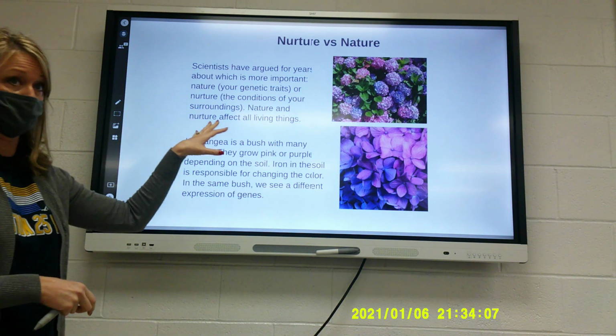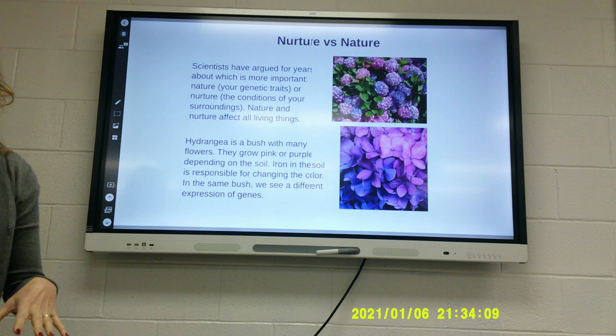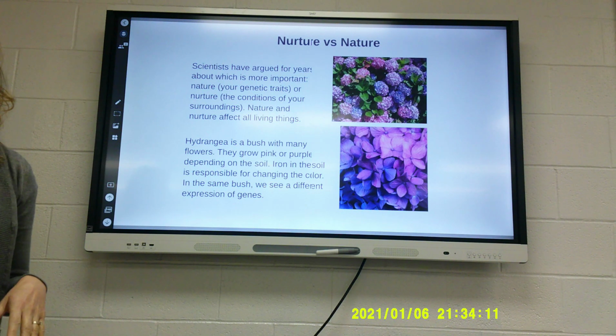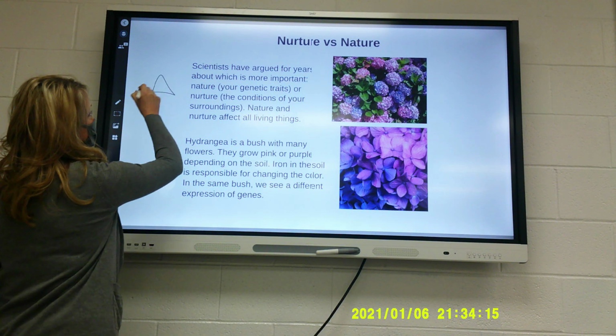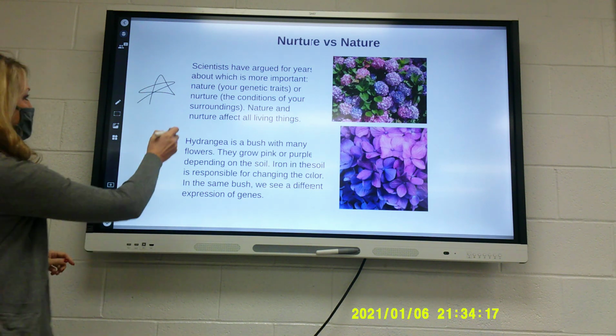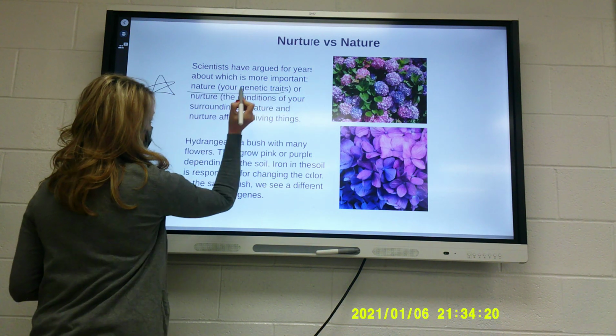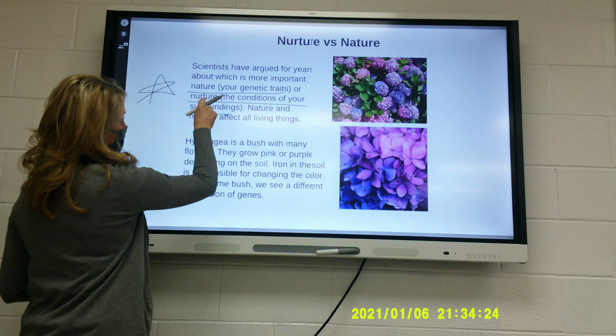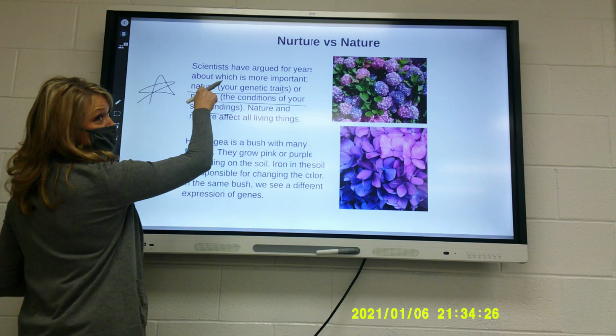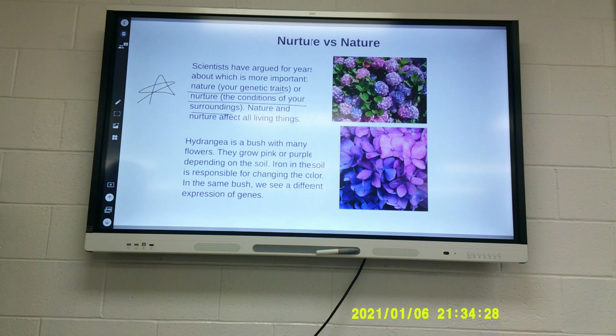That's kind of what we're going to talk about. This is on plants, but we can also apply that to animals as well. Scientists have argued for years about which is more important. Nature, which is your genetic traits, or nurture, the conditions of your surroundings. So this is like environment. This is your genetics or your DNA. Nature and nurture affect all living things.